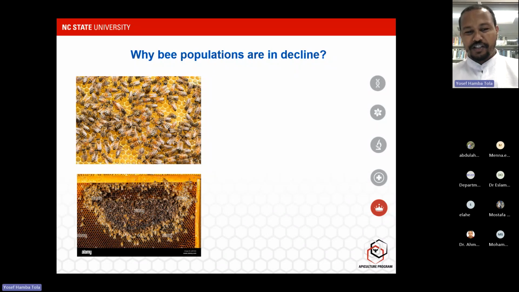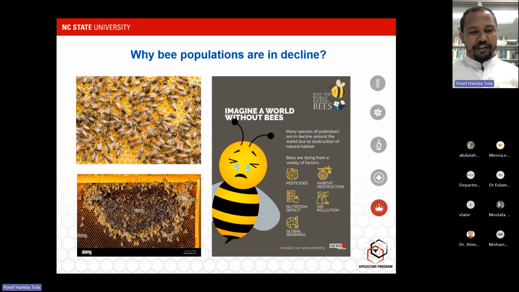As you see from the first picture, bees have very strong social interaction. They work together. In such social interaction, where there is a challenge like a disease outbreak, it can easily transmit and affect the colony. For this problem, there are a lot of contributing factors.